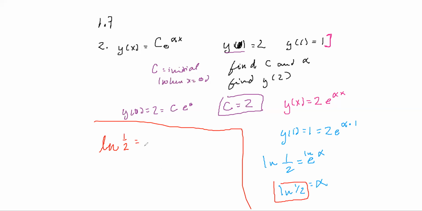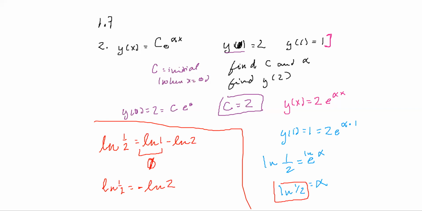I can. So it's going to be the natural log of 1 minus the natural log of 2. The natural log of 1 is going to be, as I mentioned earlier, 0. So the natural log of 1/2 is actually equal to the negative natural log of 2.